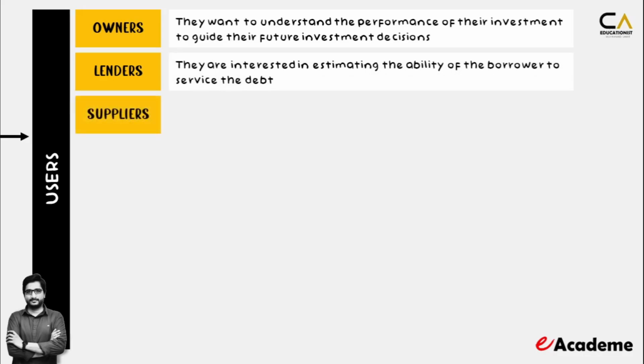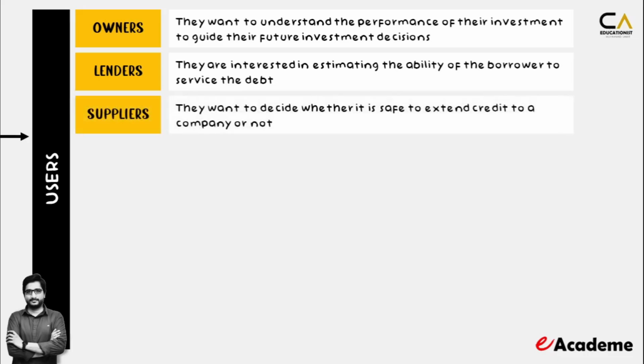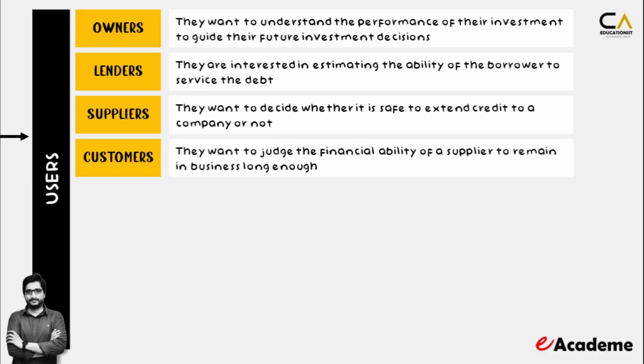Suppliers will require financial statements in order to decide whether it is safe to extend credit to the company or not. Customers. When a customer is considering which supplier to select for a major contract, it wants to review their financial statements first, in order to judge the financial ability of a supplier to remain in business long enough to provide the goods or services mandated in the contract.